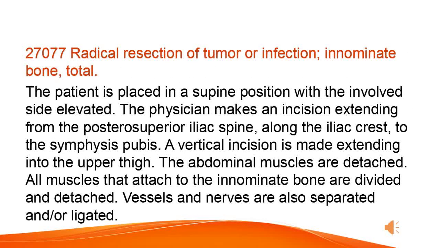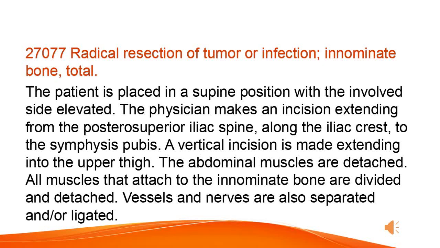Radical resection of tumor or infection, innominate bone, total. The patient is placed in a supine position with the involved side elevated. The physician makes an incision extending from the postero-superior iliac spine, along the iliac crest, to the symphysis pubis. A vertical incision is made extending into the upper thigh.